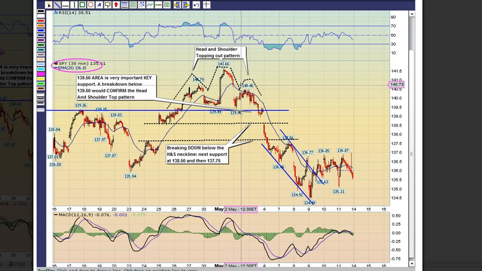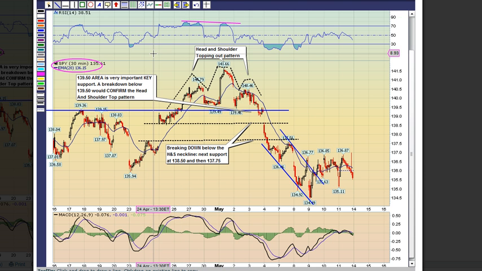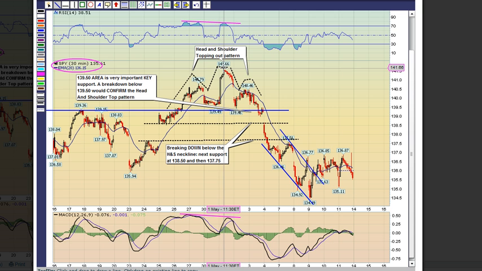But what really made me very wary about this is that we started to see what I mentioned earlier, the divergences. So we started to see a bearish divergence start to kick in on the RSI and the MACD. So as you can see here, we had a high here around that 141.6 area, and as you can see, we had a top.